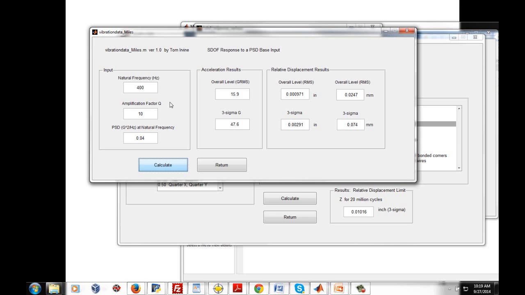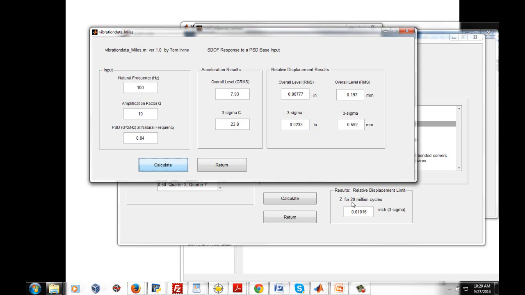Well, what if, on the other hand, we had a more compliant circuit board and it was only 100 hertz natural frequency? All other things being equal, now the 3 sigma relative displacement is about 23 thousandths of an inch, and that is at least 6 dB higher than our threshold here. So this means failure occurs prior to 20 million cycles.